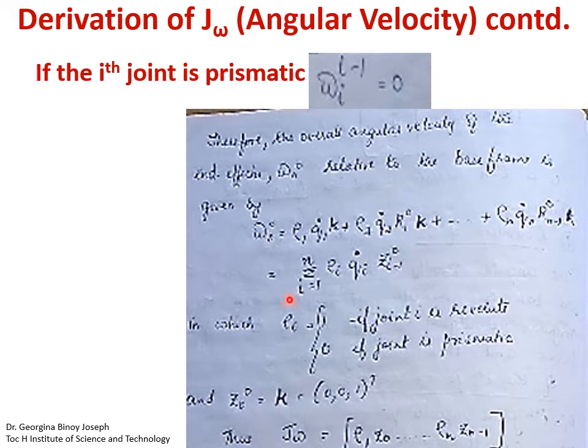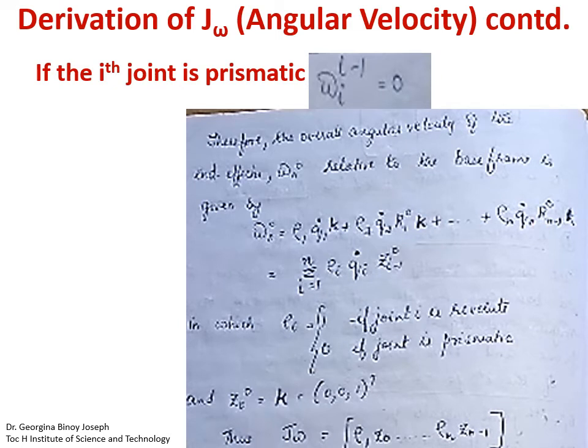So this can be written in a compact way as the sum from i equal to 1 to n of rho i qi dot z i minus 1 to 0. Okay, so z0 0 is equal to k, that is [0 0 1] transpose. This k is the unit vector associated with the z axis of the base frame. Now what is this z i minus 1 to 0? That corresponds to each of these components, r into k components.